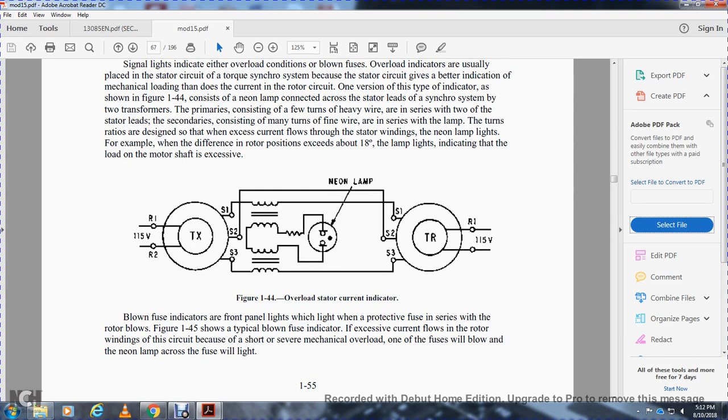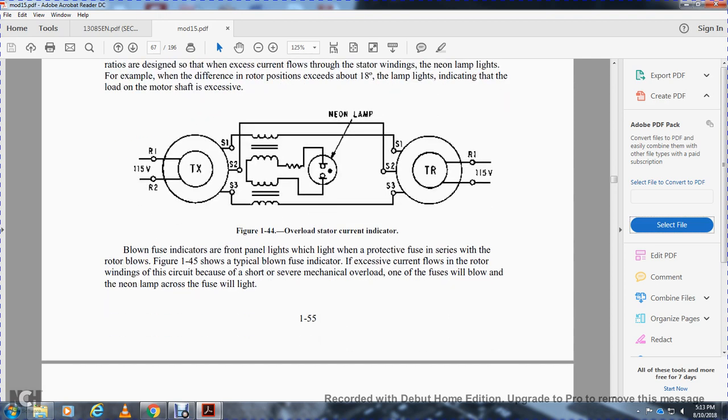Alright, this shows an overload stator current indicator with a neon light in the middle. You have two transformer iron core windings between stator 3 and stator 1, and stator 2 goes to the torque transmitter and the torque receiver. Stator 1 goes to stator 1 on the torque receiver, and it has rotor 1 and rotor 2 at 115 volts.